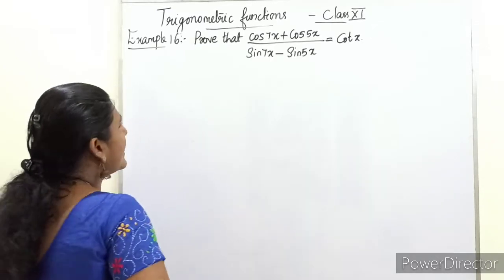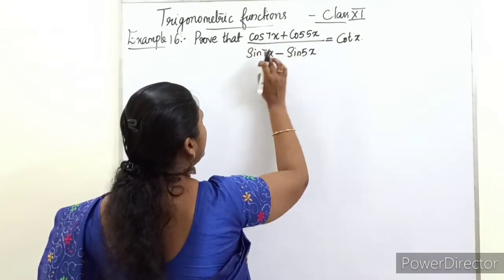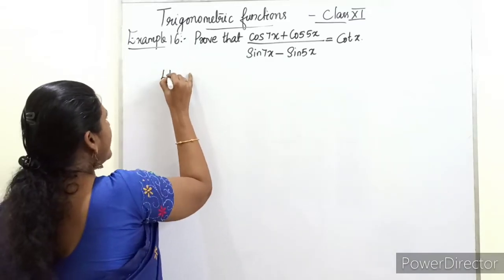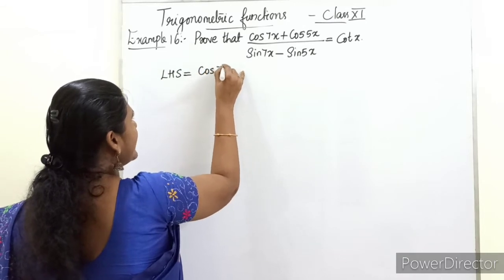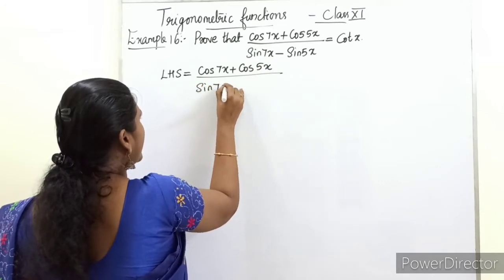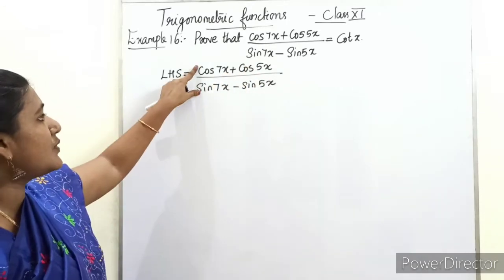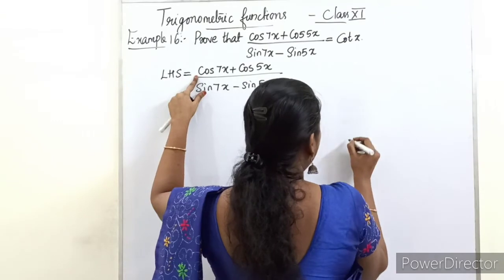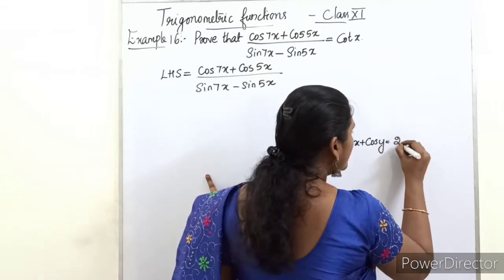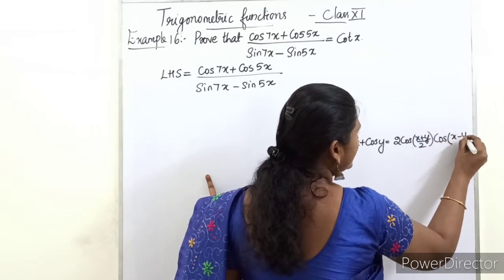Okay. So, example 16. Prove that cos 7x plus cos 5x divided by sin 7x minus sin 5x is equal to cot x. So here we will start with the left side expression, that is cos 7x plus cos 5x divided by sin 7x minus sin 5x. So here you see which identity you will use here, for both numerator and denominator. See here, in the numerator what we have is cos x plus cos y. So what is the identity for cos x plus cos y? 2 cos of x plus y by 2 into cos of x minus y by 2. So this is the identity.